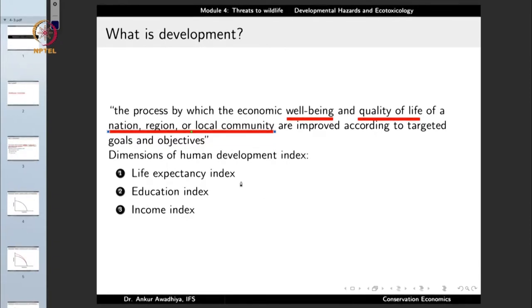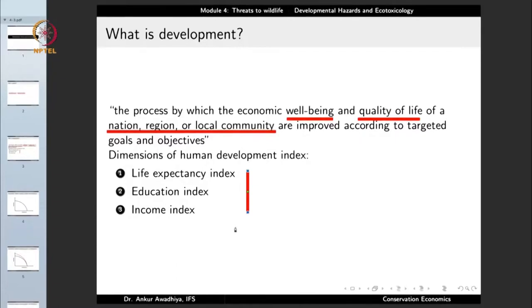We generally consider three dimensions of economic development or the human development. These are the life expectancy index, which is how many years a child that has just been born can expect to live. So if for instance, there is a society in which sanitation is good, everybody gets adequate nutrition, the healthcare is good, then we will see that the life expectancy increases. And when life expectancy increases, we will say that a development has occurred because there is an increase in the quality of something.